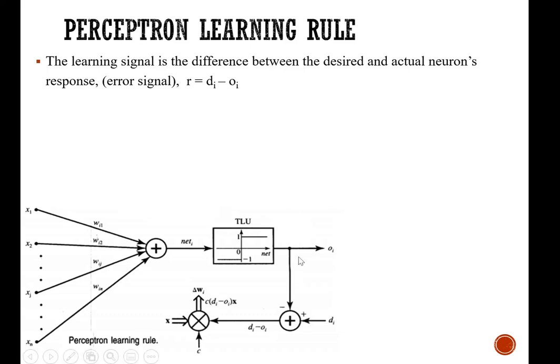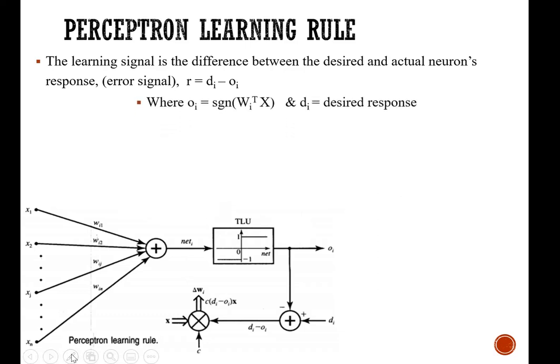Here, this is o_i, the actual output, and this is the desired output. The error signal, or learning signal, is calculated as the difference between the desired output and the actual output. So it is d_i minus o_i, and this d_i minus o_i is multiplied by the learning constant and by the input vector in order to get the weight adjustment delta w_i. This is what is done in the perceptron learning rule.